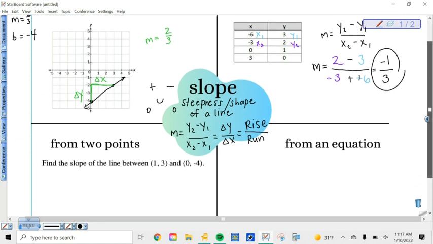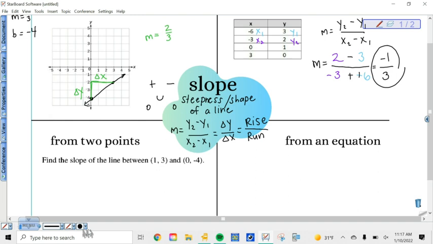And now from 2 points, this is super similar, right? From 2 points, I do the exact same thing. I'm still going to use my slope formula. m equals y2 minus y1 over x2 minus x1. And let's call 1, 3 x1, y1. And 0, -4 will be x2, y2. So let's set up the formula. So up top I have y2 minus y1.